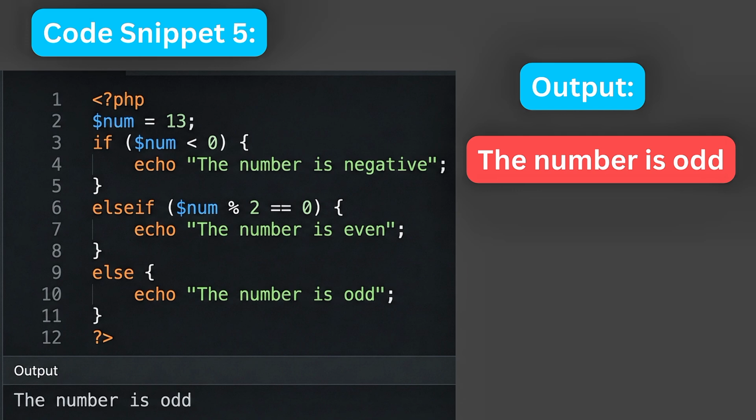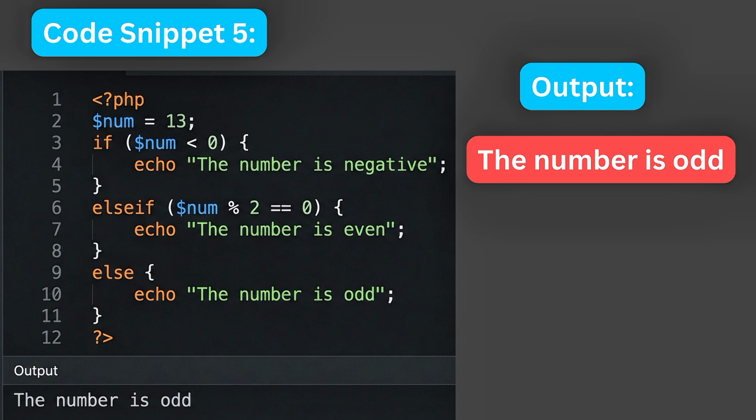But when we divide 13 by 2, the remainder is 1. This means the condition is false again, so the program continues to the next block. Finally, since neither the if nor the else if conditions were true, the program arrives at the else block. The else block doesn't need a condition because it only runs when all previous conditions have failed. In this case, that's exactly what happens.